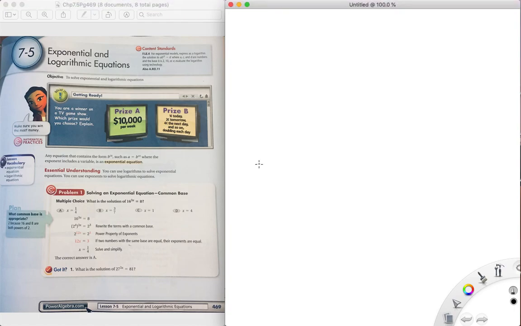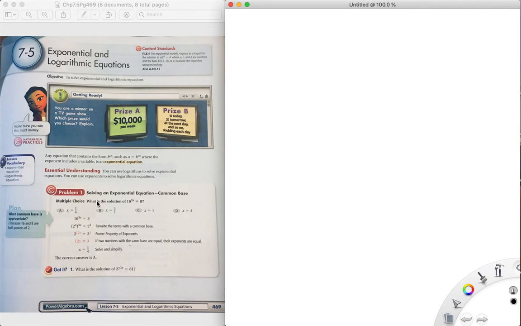Alright, this is Algebra 2, Chapter 7, Section 5, Exponential and Logarithmic Equations. In the past, we've been solving exponential equations by finding a common base, and then we can solve for x. But that's not always the case, because x might not always have a common base. So what happens when you don't have a common base? What does that answer look like? We'll attempt to solve those questions here.